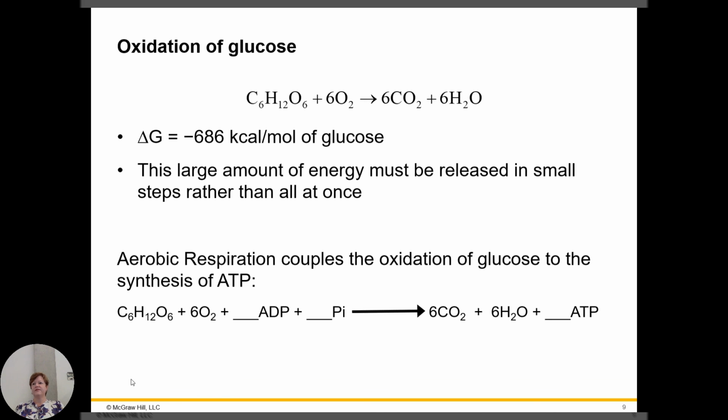Now, this breakdown of glucose releases, delta G is a negative number, 686 kilocalories per mole of glucose. Now, that number doesn't have to mean anything, but the fact that it's a negative delta G tells you that it's releasing energy. But the energy is not released all at once. It's released in little increments. And then the real equation, which we'll start in the next segment with this bottom part of this slide, involves the building of ATP. So that's next.